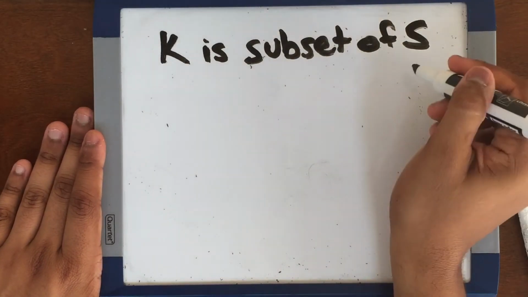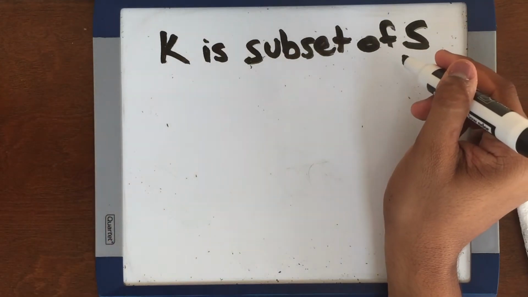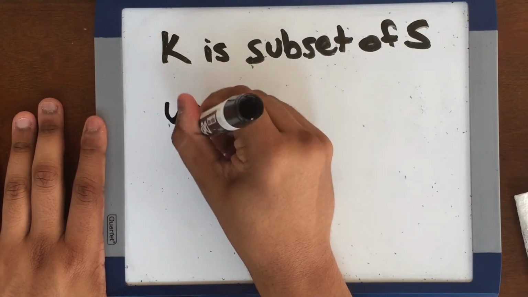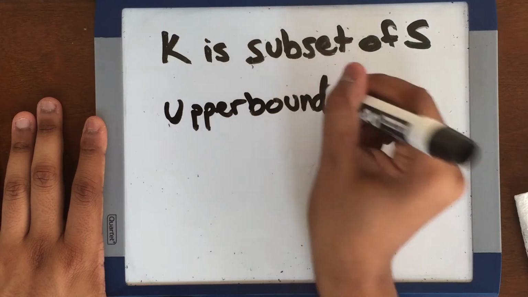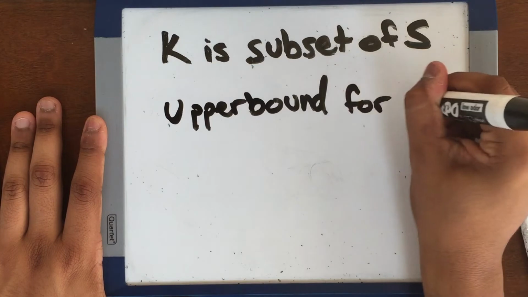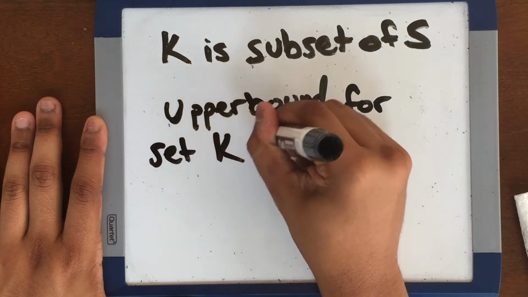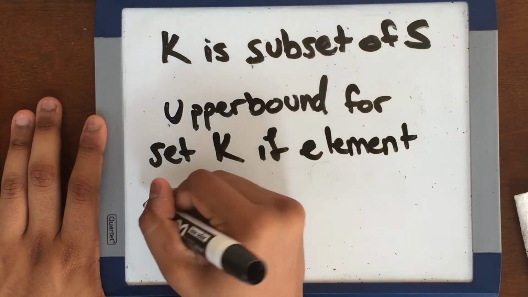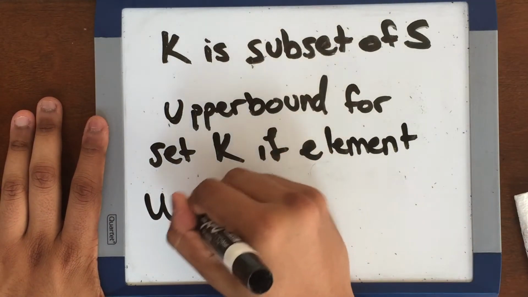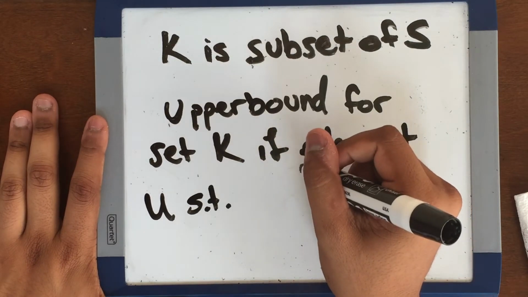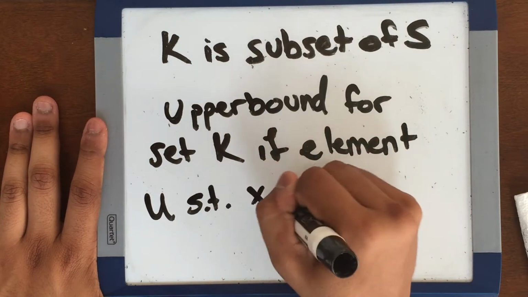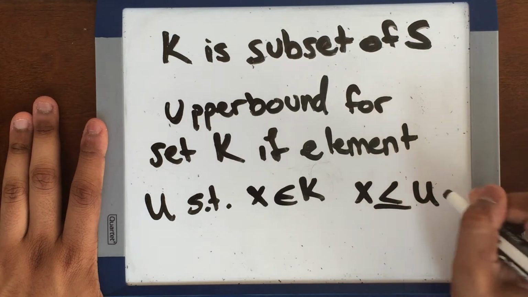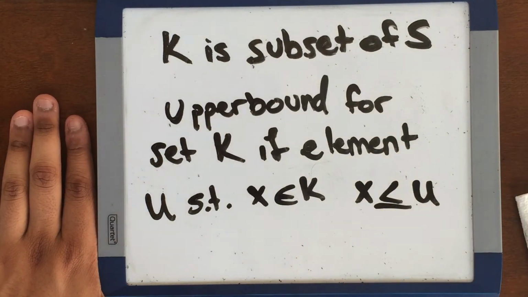If I'm saying that I have a subset K of this set, I say that there is an upper bound for the set K if there is an element U such that for every element X existing in K, this element is less than or equal to U, or U is greater than or equal to every element X.